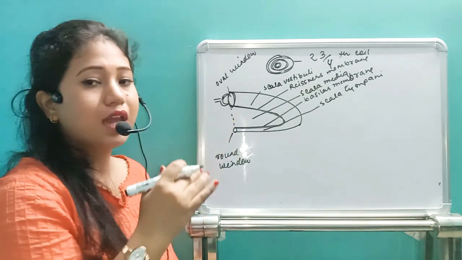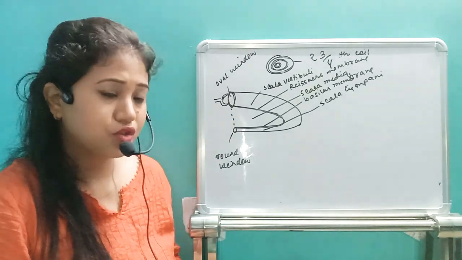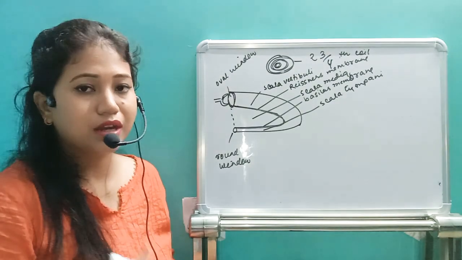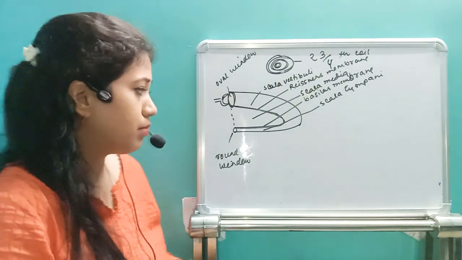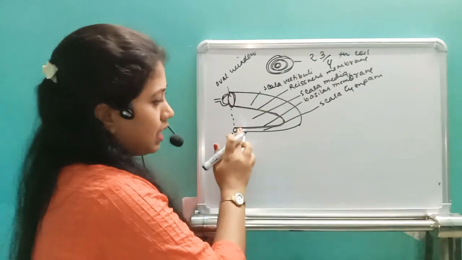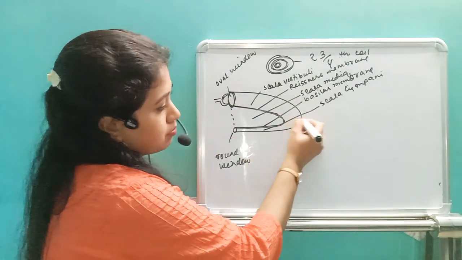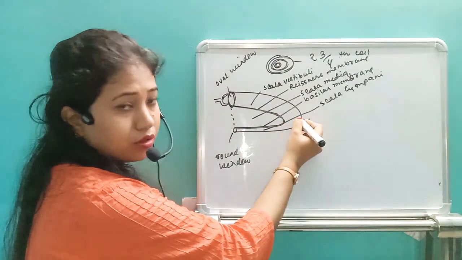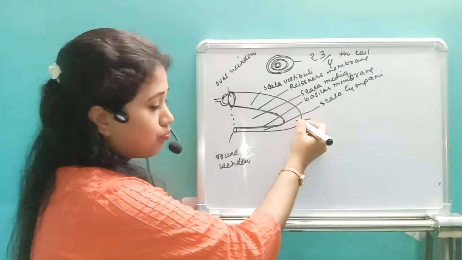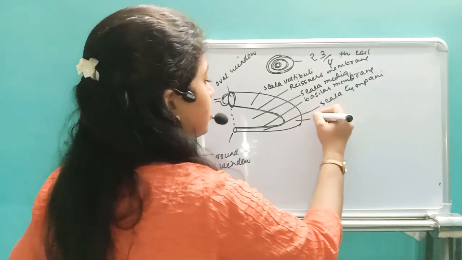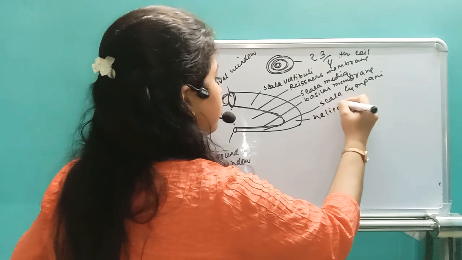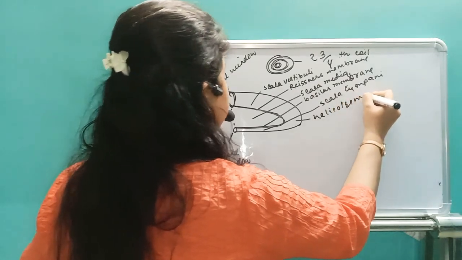Scala vestibuli and scala media are separated by Reissner's membrane, and scala media and scala tympani are separated by the basilar membrane. You can see the scala vestibuli and scala tympani have a common opening here towards the U-shaped structure. This tip is called the helicotrema.